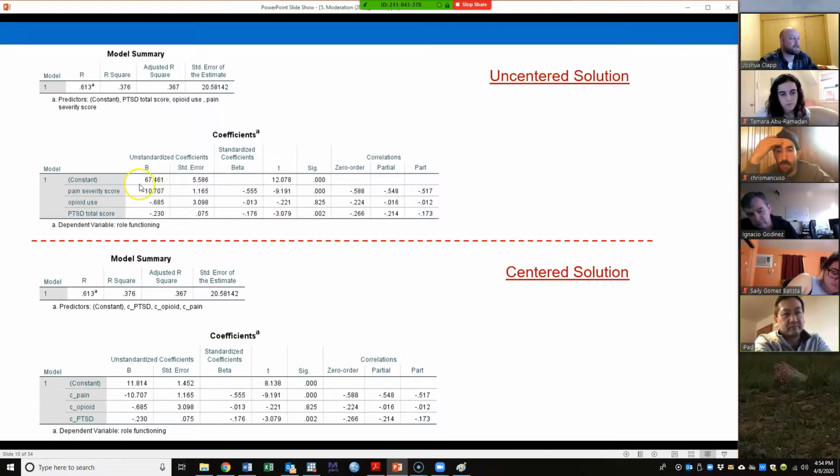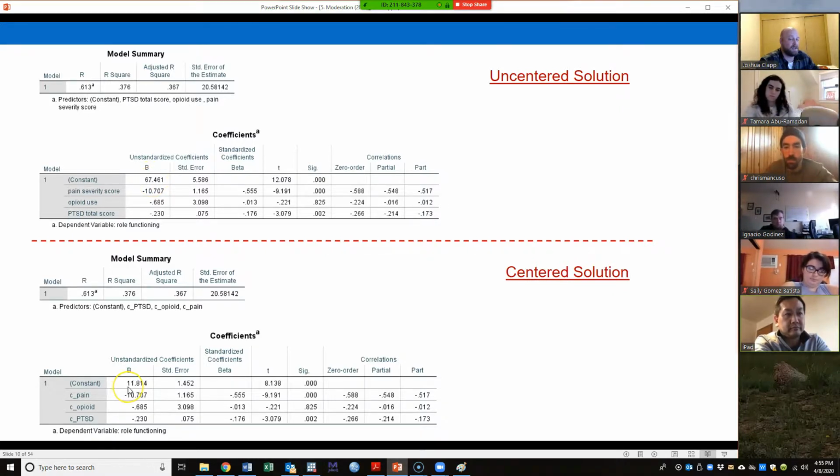Yeah. Here, my constant represents the expected value of role functioning when everything is held constant at zero. Here, the constant represents the expected value of role functioning when everything is held constant at zero, right? But what zero means differs across these models. In this uncentered model, this is the expected value of role functioning for people who aren't using opiates when pain and PTSD are at zero, which means no pain and no PTSD. And so our 0-100 role functioning projected looks pretty good there, right?